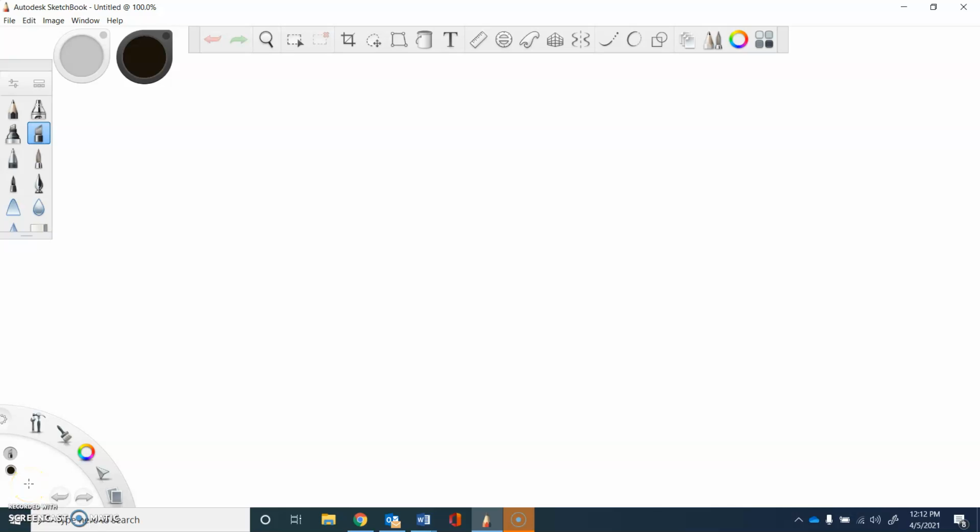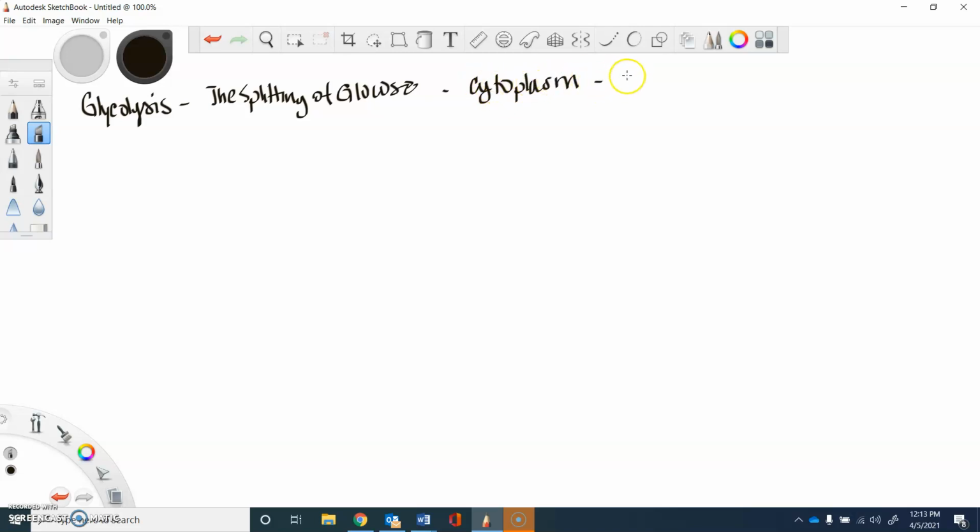The first pathway for cellular respiration is glycolysis. Glycolysis actually means the splitting of glucose. So we're going to start with a molecule of glucose. Again, glycolysis occurs in the cytoplasm, and it is anaerobic. It does not use oxygen. So we start with a molecule of glucose.